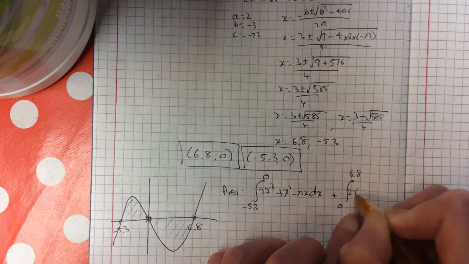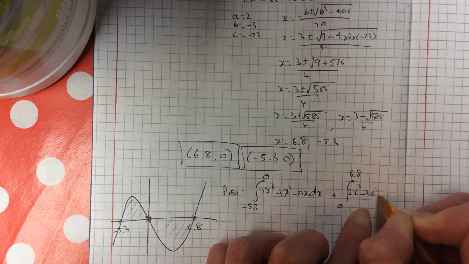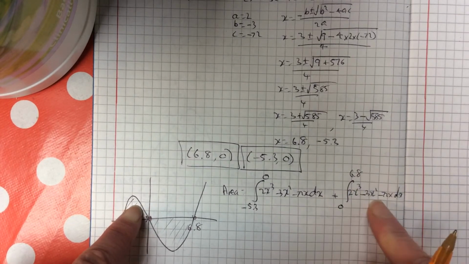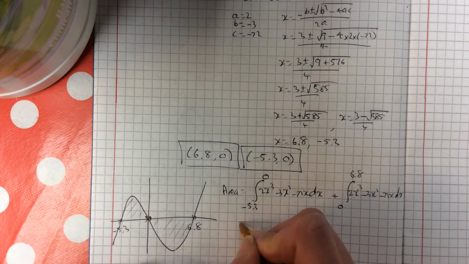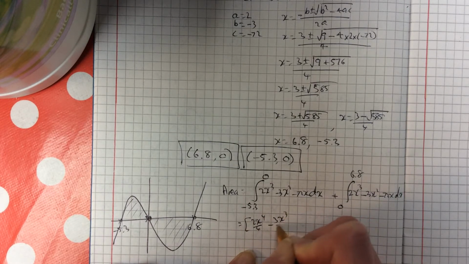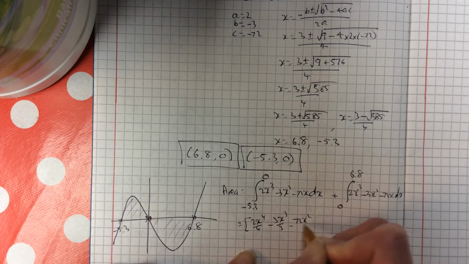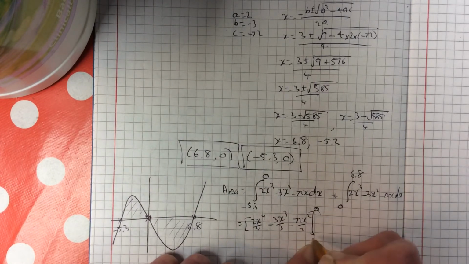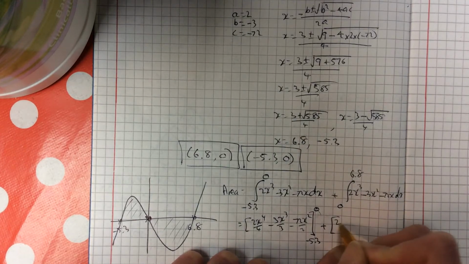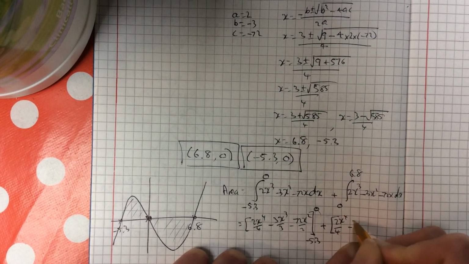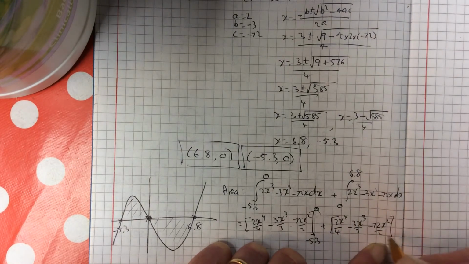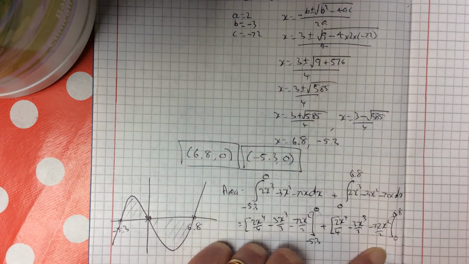Now do them separately. Don't be tempted to do it all in one go. Now this area here should work out to be positive, and this one should work out to be negative. So hopefully we'll get that as we go through it. So 2x to the 4 over 4 minus 3x cubed over 3 minus 72x squared over 2. And the numbers I'm substituting in, that's the first one, and do exactly the same for the second area. So it's 2x to the 4 over 4 minus 3x cubed over 3 minus 72x squared over 2. Put in 6.8 and 0.